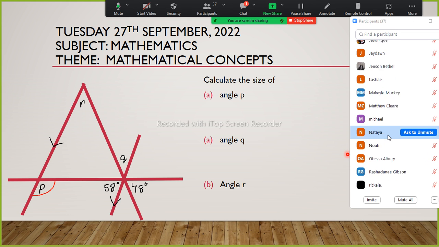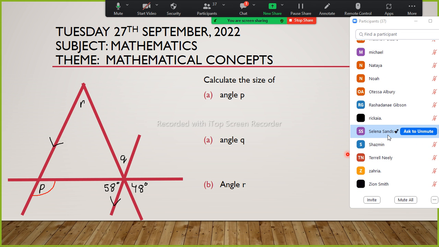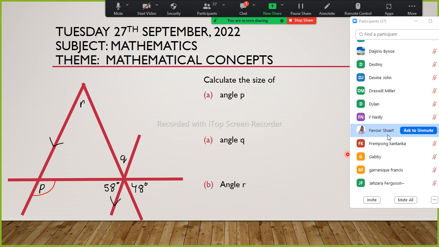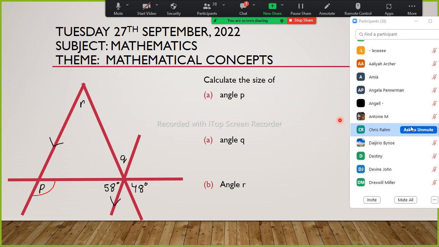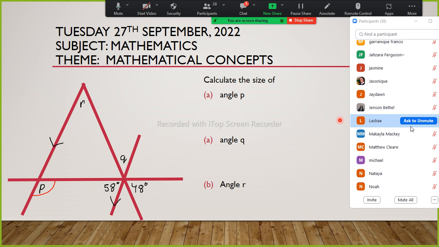Should I call names or are y'all going to help me before I start calling names? Cause I got plenty. Go ahead, Deja. Add this star thing at the right angle. Wait, which one are we finding first? P. Deja, before you answer, let me give someone else a try, because you might get it right.